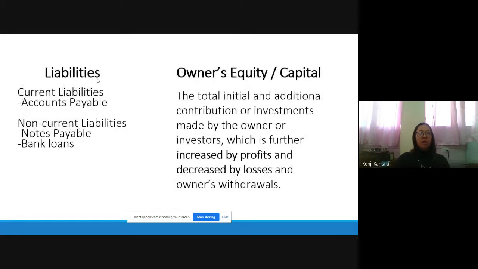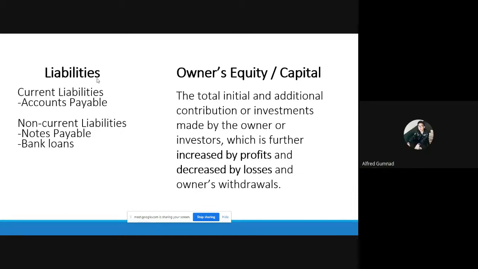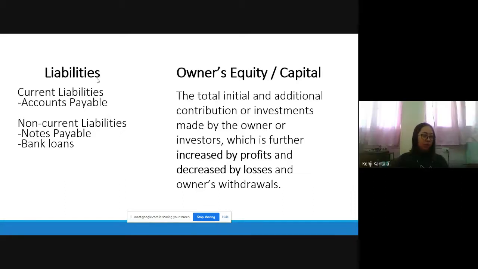Then for liabilities, same, we have current and non-current. So we have accounts payable. So this usually involves your inventories. And then we have your non-current liabilities. So this pertains to your notes payable as well as your bank loans. And then lastly, we have your owner's equity, or these are your investments, your contributions to the business. So this is further increased by profits and decreased by losses or owner's withdrawals.